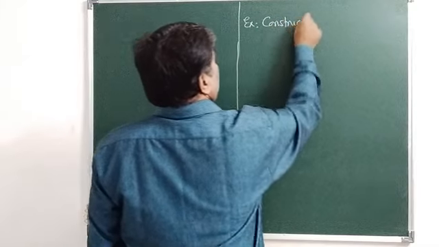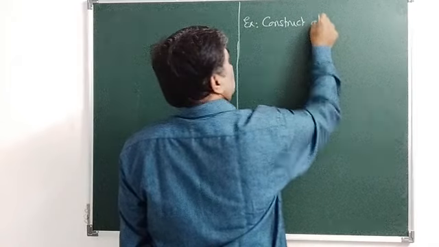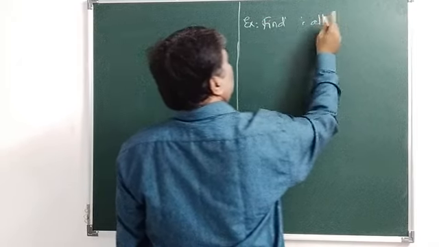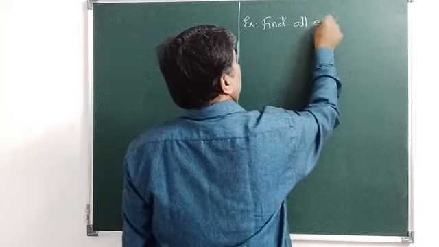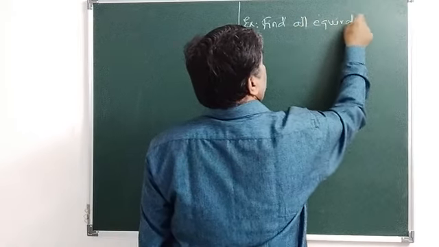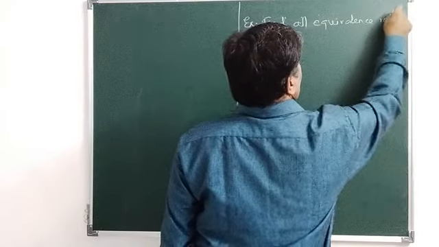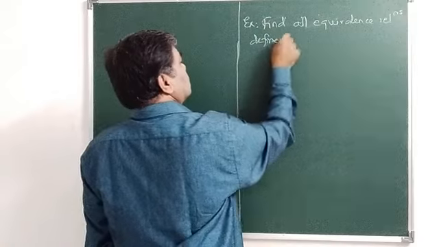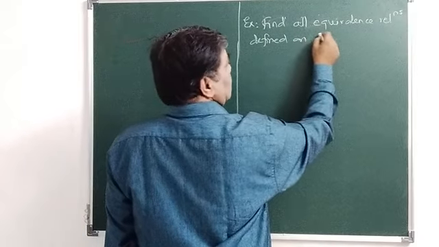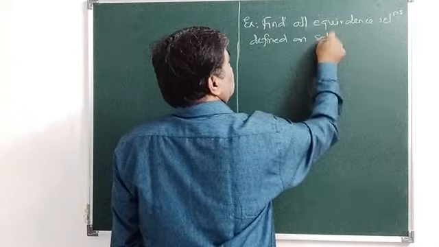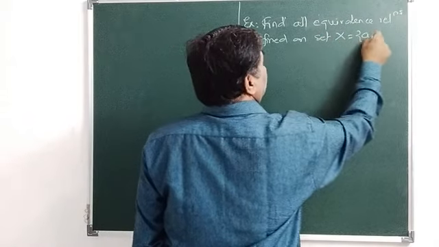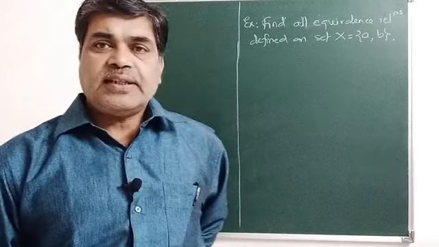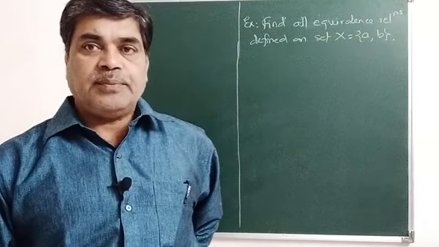Construct, or find, all equivalence relations defined on the set X equal to, say, containing two elements A, B. I am just taking two elements in X, A and B.